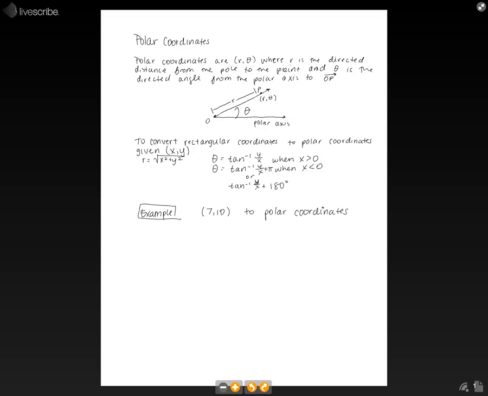In this video, we're going to talk about polar coordinates. Polar coordinates have the ordered pair r, theta, where r is the directed distance from the pole to the point, and theta is the directed angle from the polar axis to the ray OP.